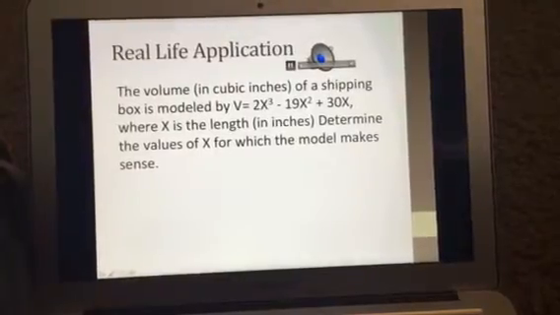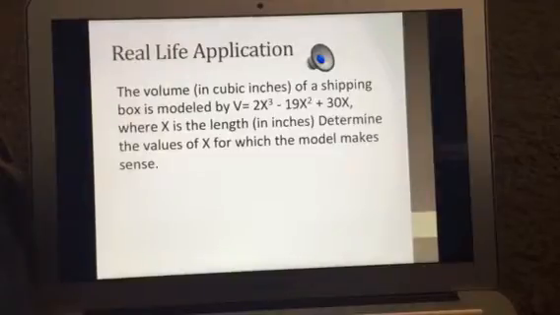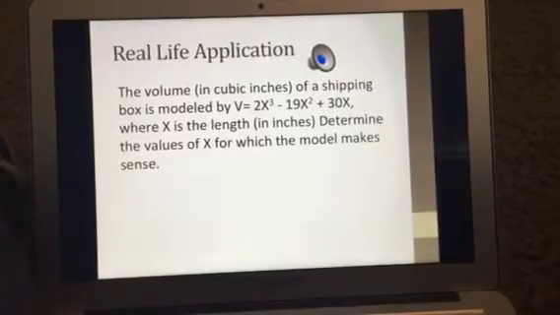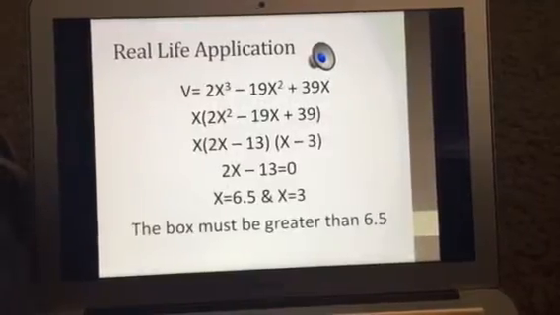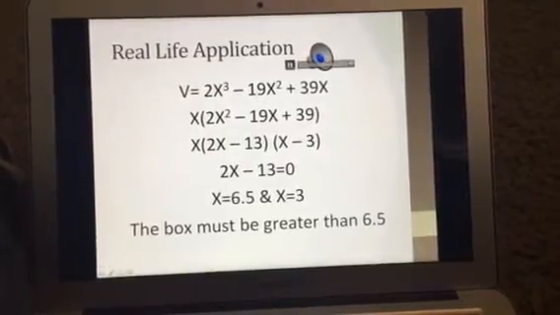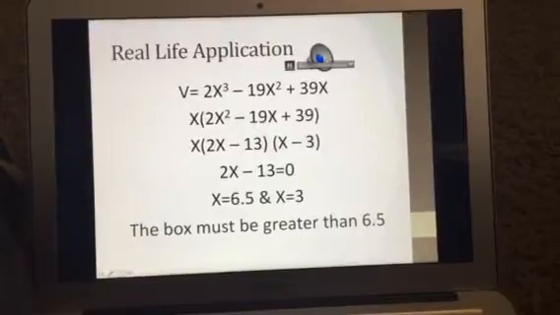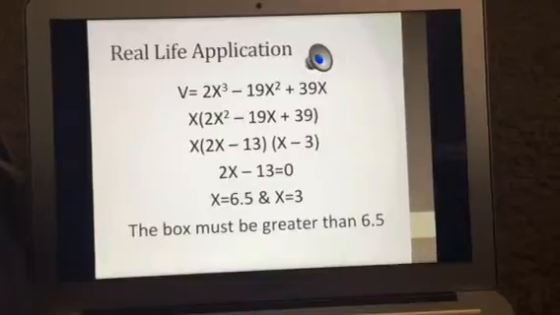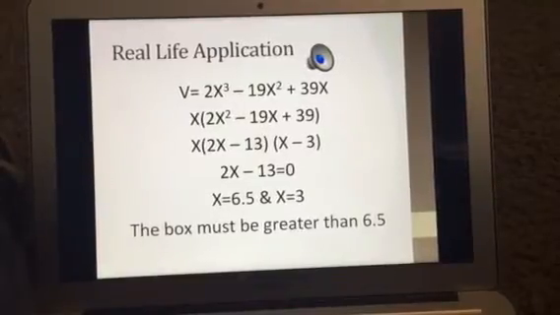The volume in cubic inches of a shipping box is modeled by V equals 2x cubed minus 19x squared plus 39x, where x is the length in inches. They want to know to determine the values of x for which the model makes sense. So you just want to factor out the common factor, which is x. So you get x times 2x squared minus 19x plus 39.